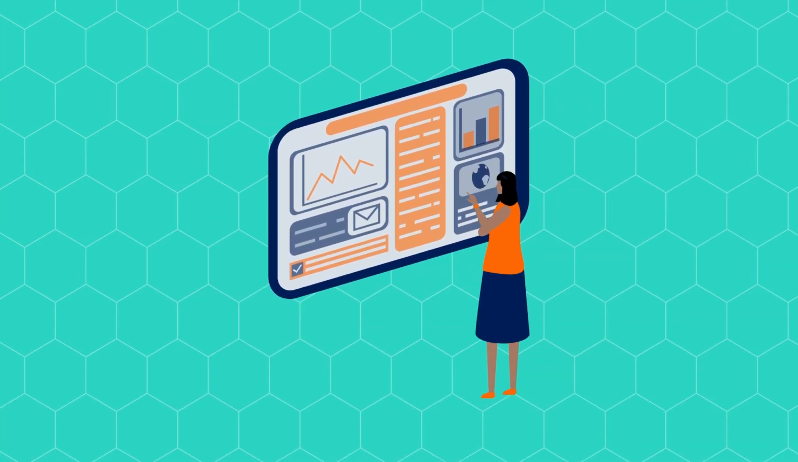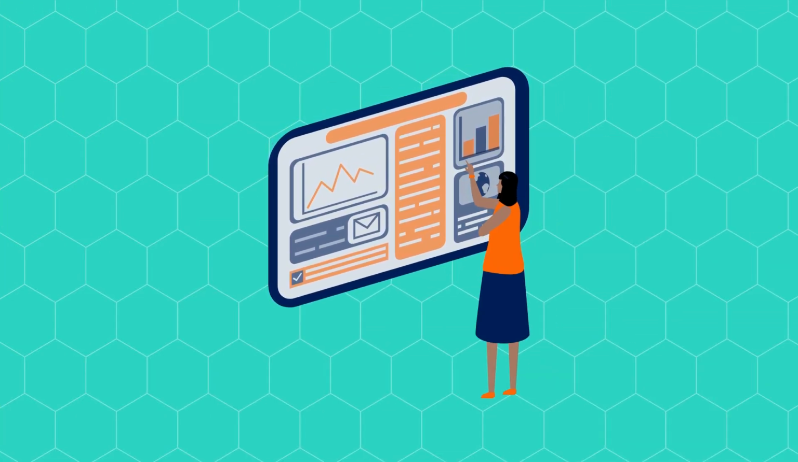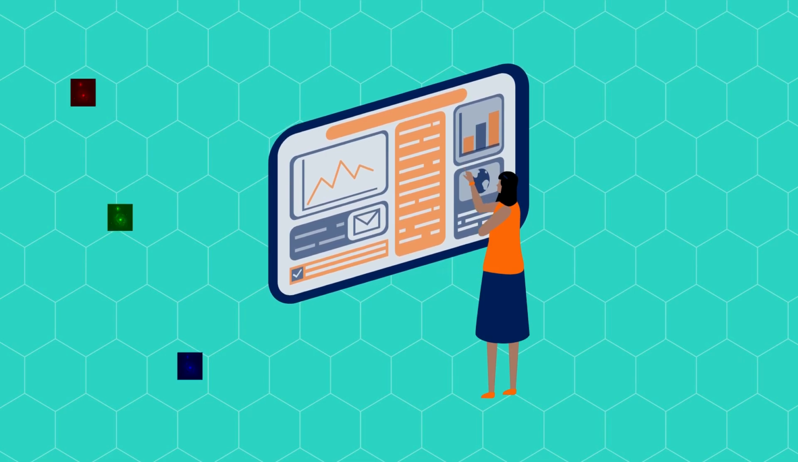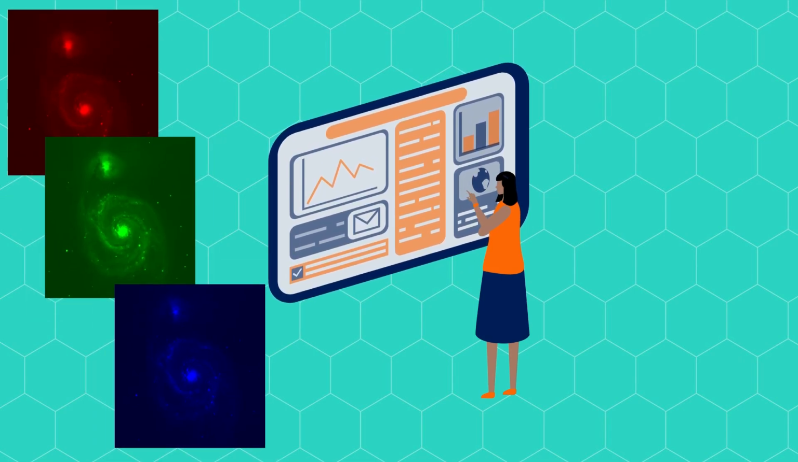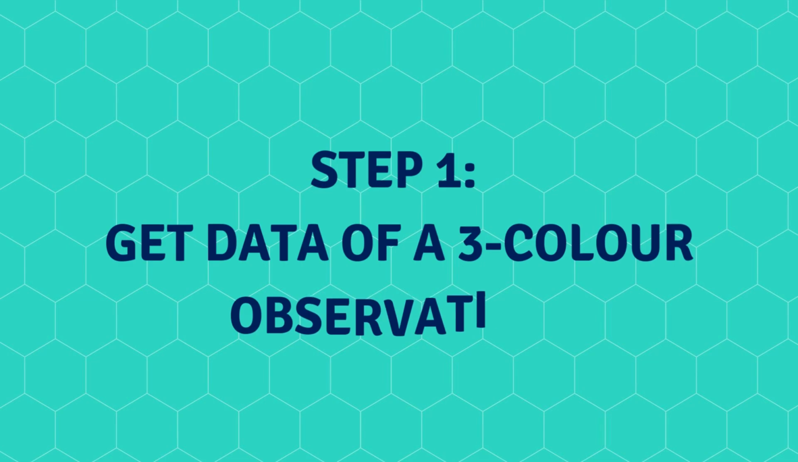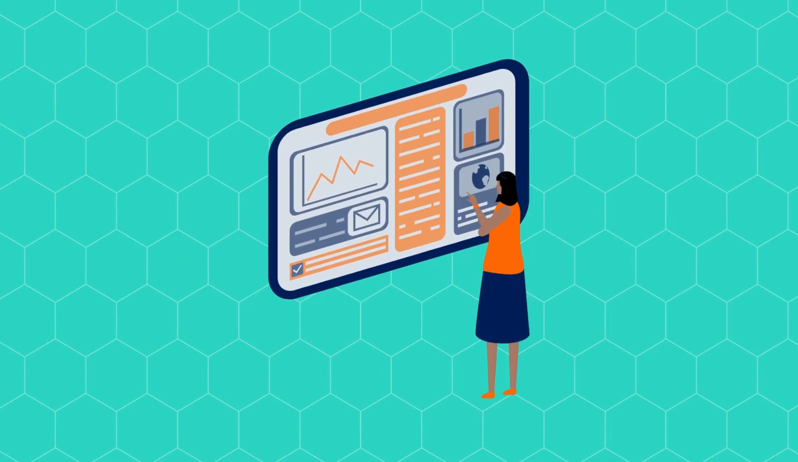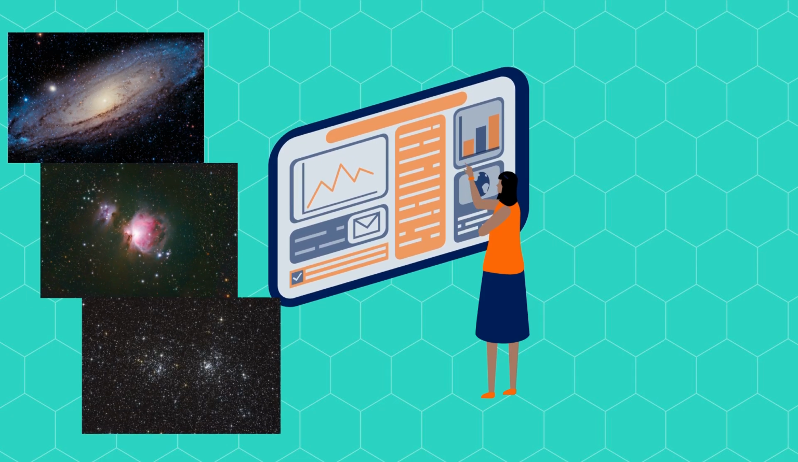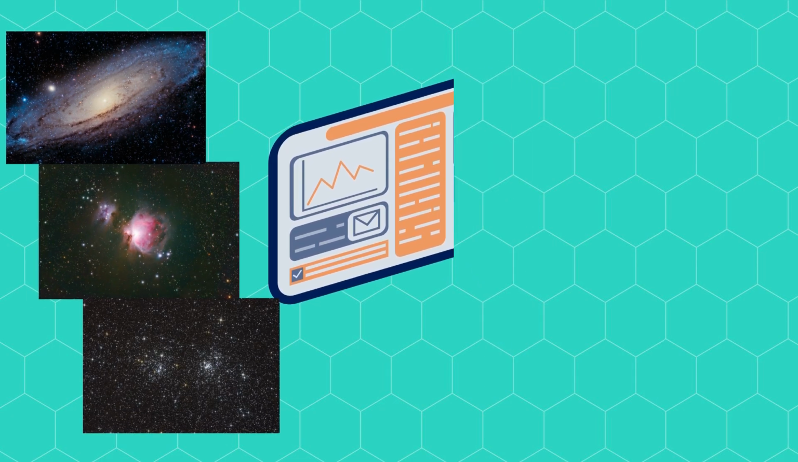This video will guide you through the steps for making 3-colour images in AstroLab. You will need images of an object in 3 different filters. Here are some ways to get this data. You can request your own 3-colour observations of galaxies, nebulae and other deep sky objects through our website.